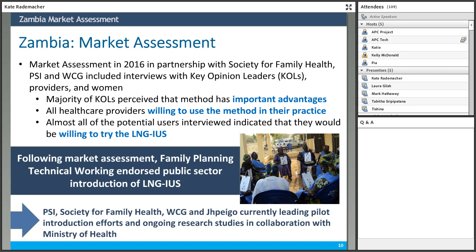We shared the findings from the market assessment, which are available online in the K4H IUD toolkit. We shared those findings with the Family Planning Technical Working Group, which subsequently endorsed public sector introduction of the LNGIUS. Currently, PSI, SFH, WCG, and Jhpiego are leading pilot introduction efforts and ongoing research studies in collaboration with the Ministry of Health to further document the impact of these introduction efforts.